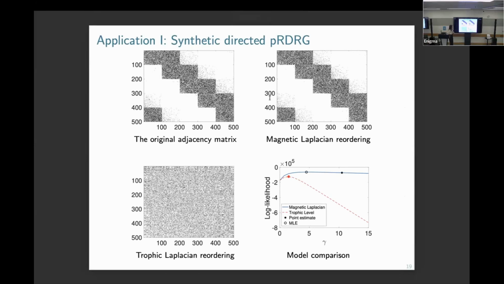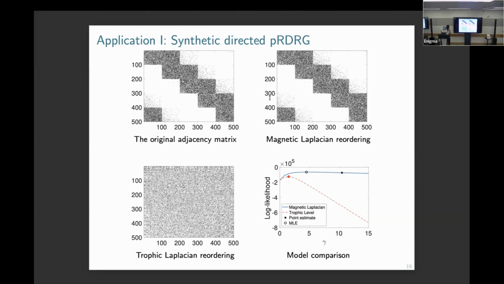So this is a synthetic graph we generated using the PRDRG, and indeed we have a wrap-around effect here, where the last group tends to be connected to the first group. We tried to reorder it with the magnetic Laplacian algorithm and the trophic Laplacian algorithm, and found that the trophic Laplacian is not able to find the periodic pattern or the correct clusters, just because it couldn't tell which is the first group and which is the last group, because there's no first and last group in the periodic structure.